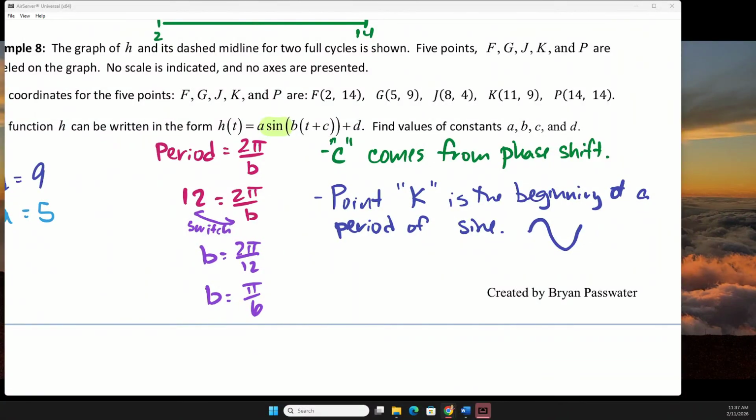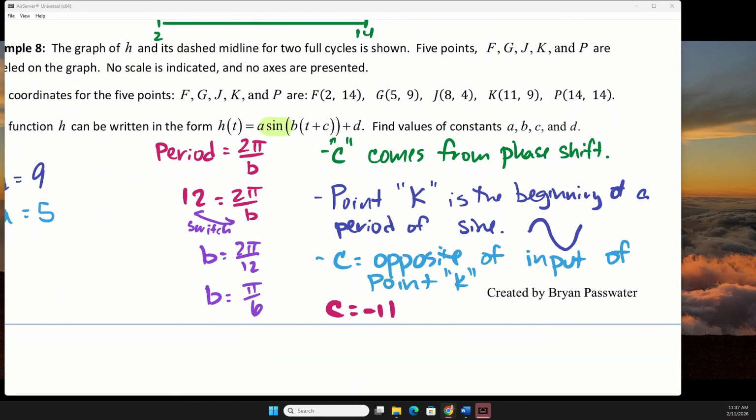All right, so we're going to jot that down. C is equal to the opposite of the input of point K. So in this case, C is -11. Why is it the opposite? Is it like that every time? Yes, because you're shifting to the right. Shifting to the right means it's subtraction. So it will be the opposite every time.